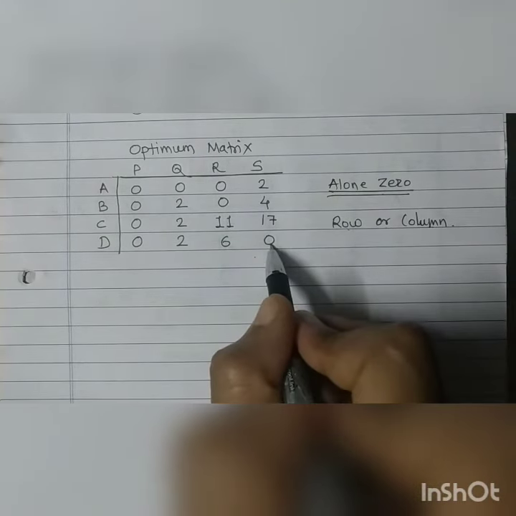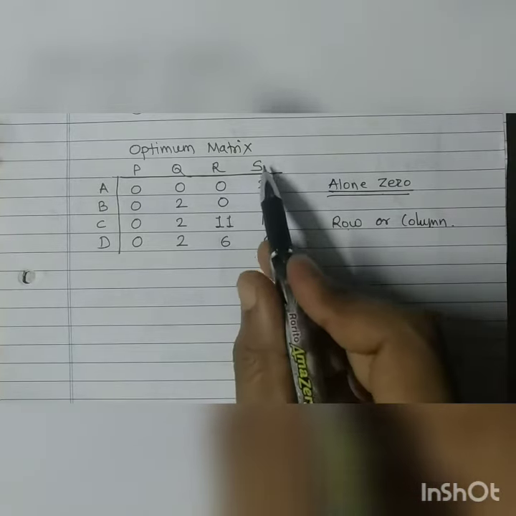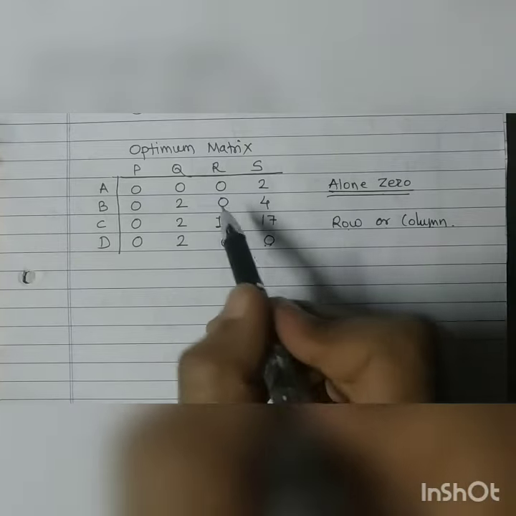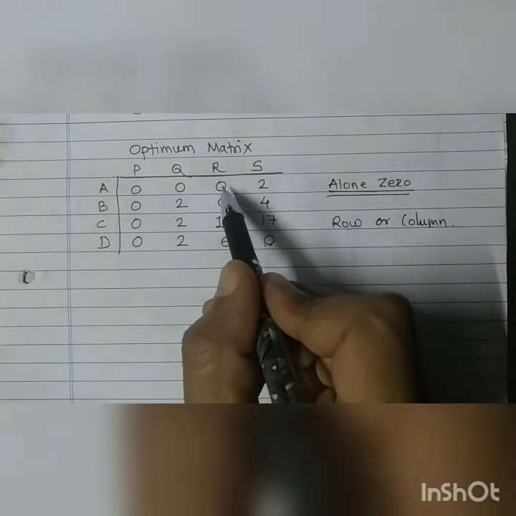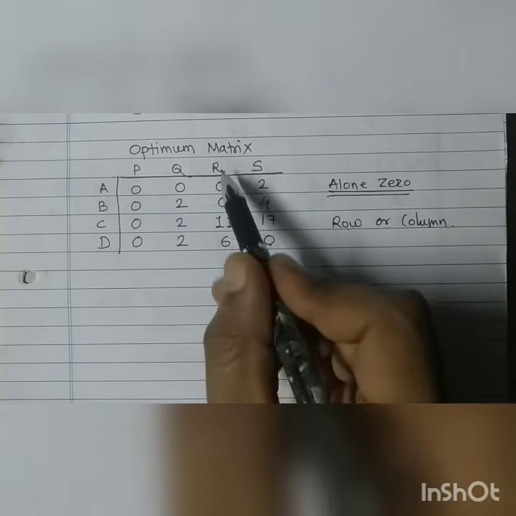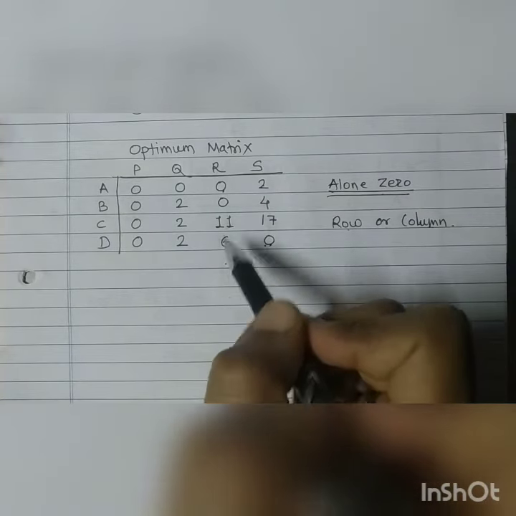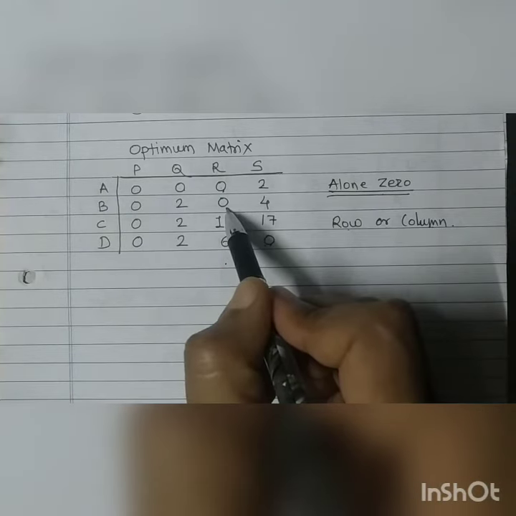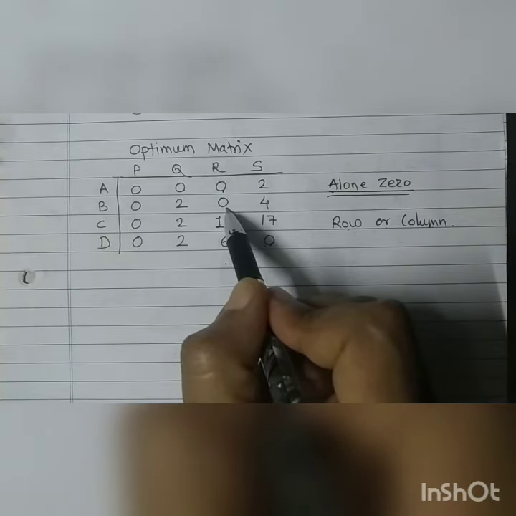Can we say that this 0 is alone? Yes, because this 0 is alone in this column. Can we say that this 0 is alone 0? No, because this 0 is not alone in its row as well as not alone in its column. In the row it has 2 neighbors, in the column it has 1 neighbor. So this is not alone 0. So we are in search of alone 0.